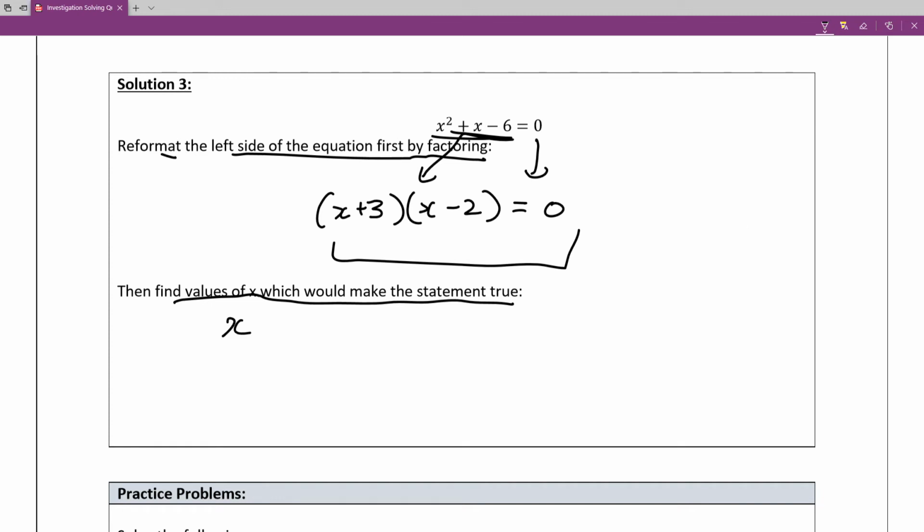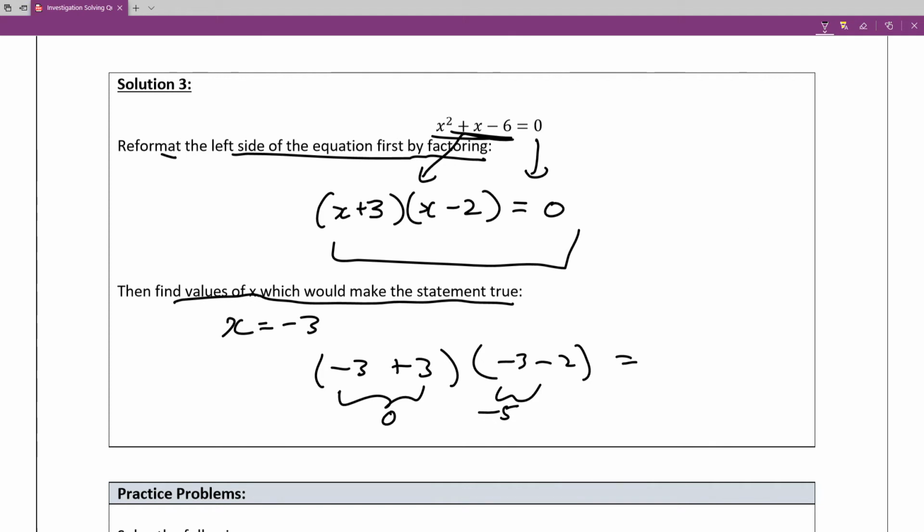Well, if you put x as -3, then you get -3 plus 3, times -3 minus 2. So this is 0, and then this is -5. So 0 times -5 is 0. Oh, that works. Great. So x is -3, works.